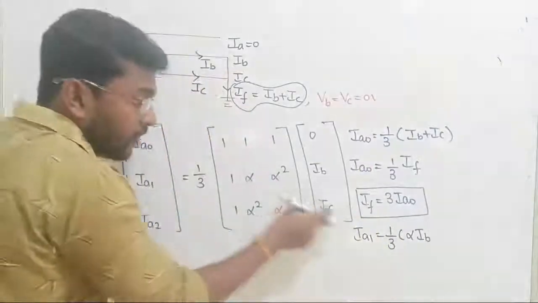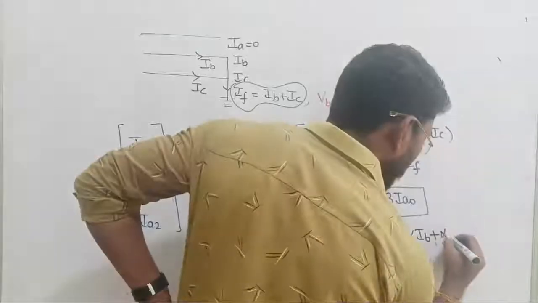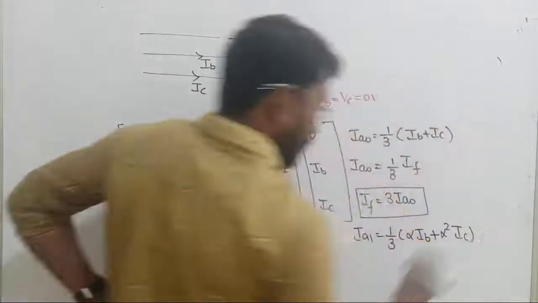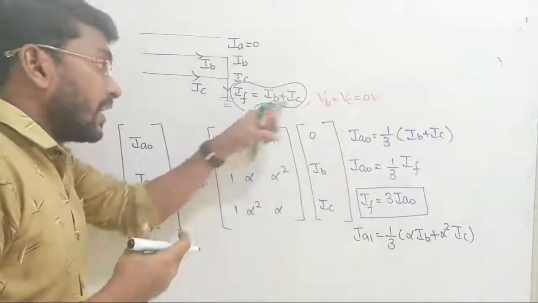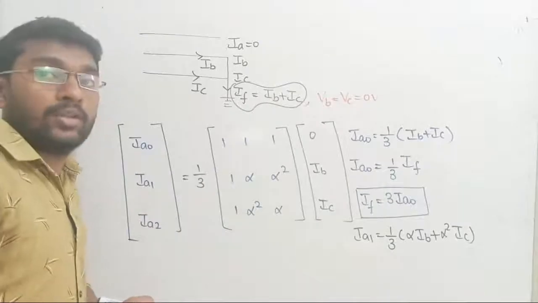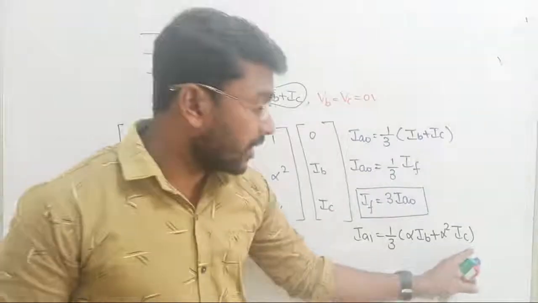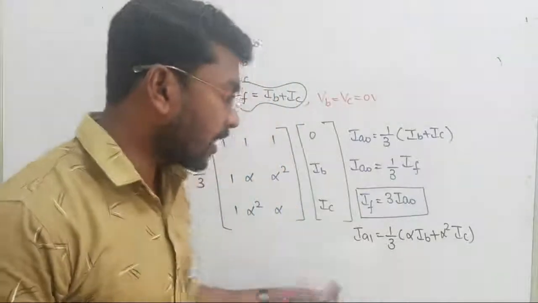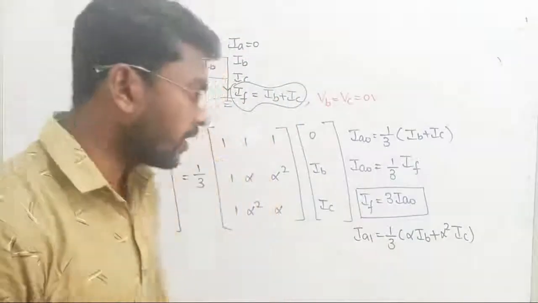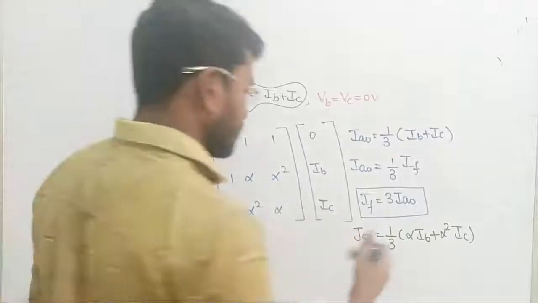Next one, alpha square into IC plus alpha square times of IC. Super. But what are we going to do? We know the relation: IB plus IC, directly adding them, gives the fault current, that everyone knows. But here, can you do anything directly? No sir, I cannot do anything, right? So I cannot directly replace IB or IC by someone. That is not possible, right? We can reduce this expression further, right?